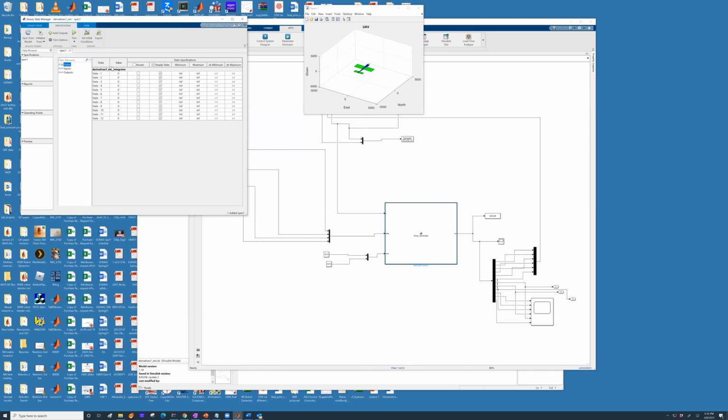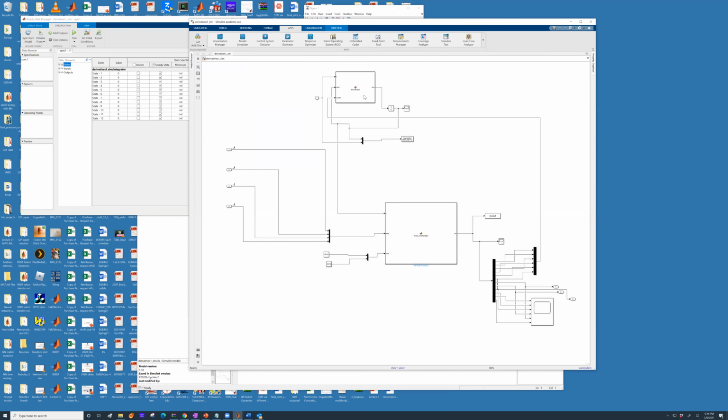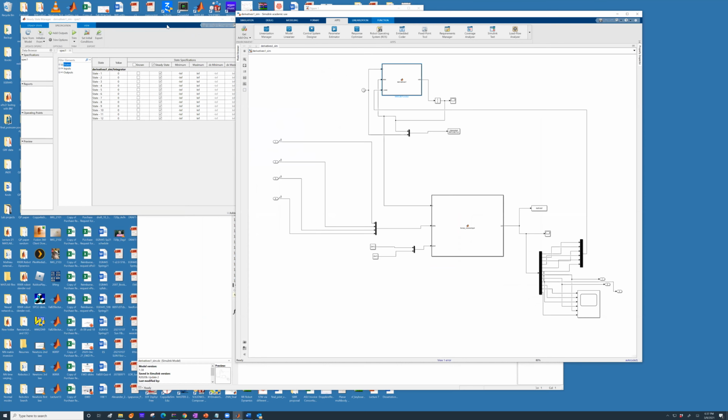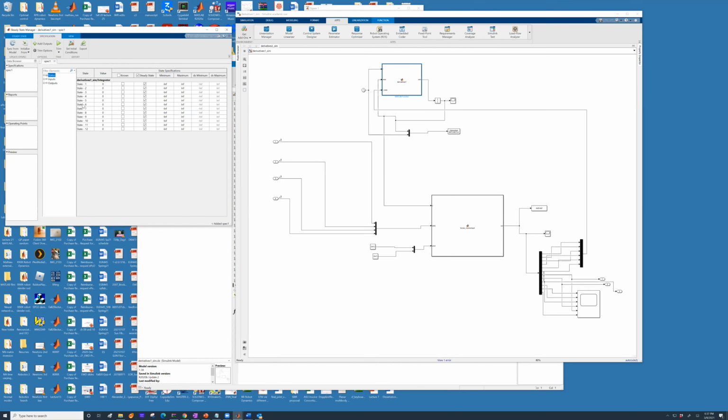Now let me go through what this block is telling me. This trim function is acting on the derivatives 1 block, because this is the only block that has derivatives and an integrator associated with it. Now let's look at what we have over here. Derivatives 1 sim integrator, state 1, state 2, state 3, state 4, state 5, all the way up to 12 states. These are the states of the differential equation.